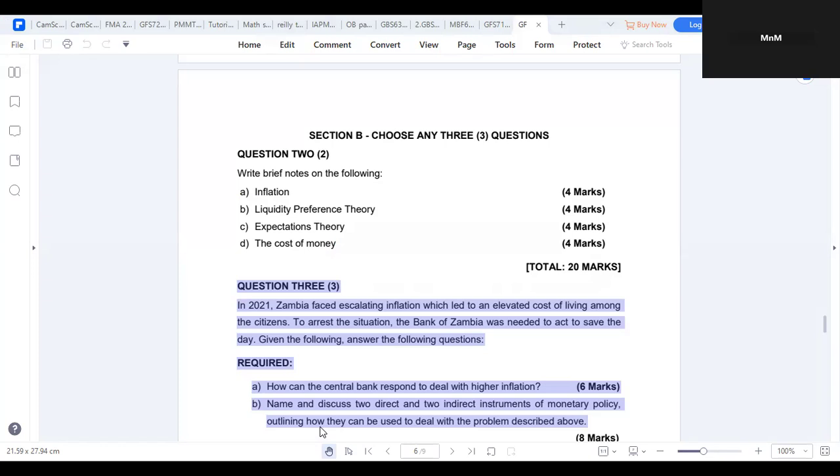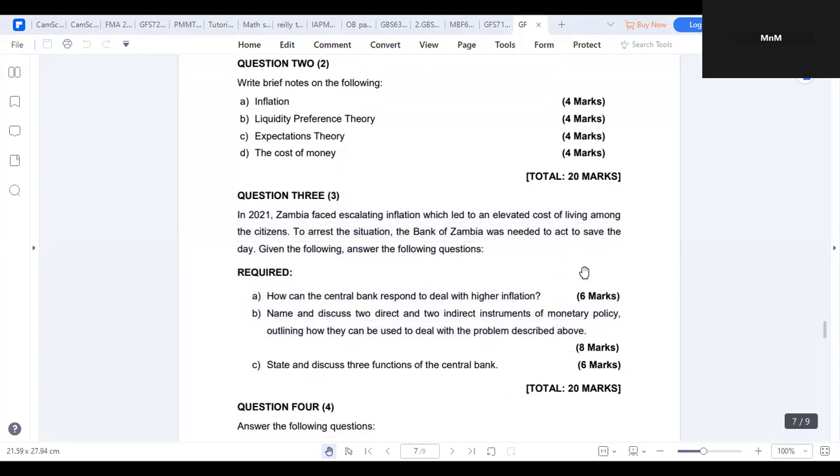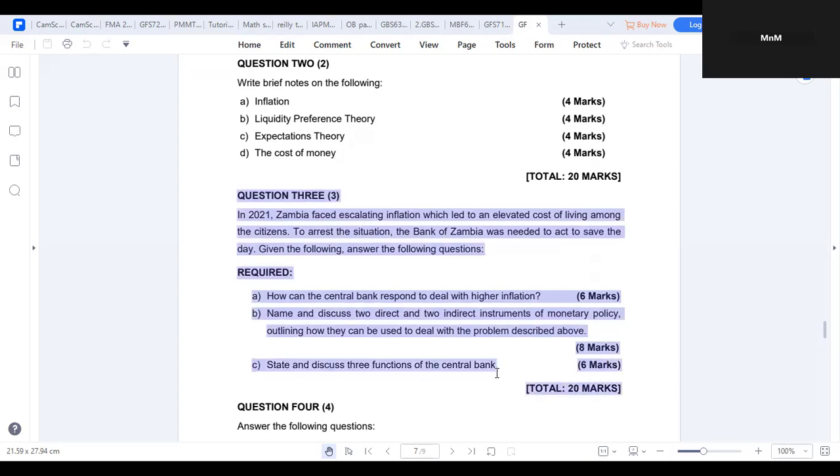The second question is asking that in 2021, Zambia faced escalating inflation that led to an elevated cost of living among citizens. To address this situation, the Bank of Zambia was needed to act to save the day. Given the following, answer: Number one, how can the central bank respond to the dealing of high inflation? Name two direct and two indirect instruments that monetary policy uses and how they can use them to address the problem described above, and discuss the three functions of the central bank. This is a very common question in money and banking.